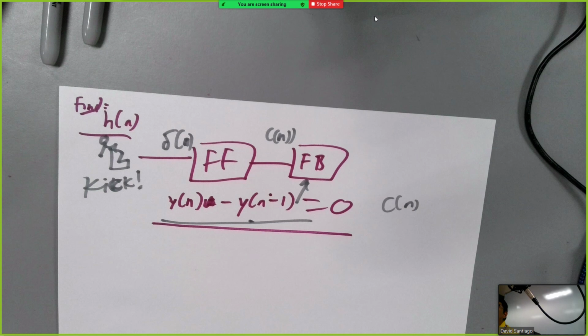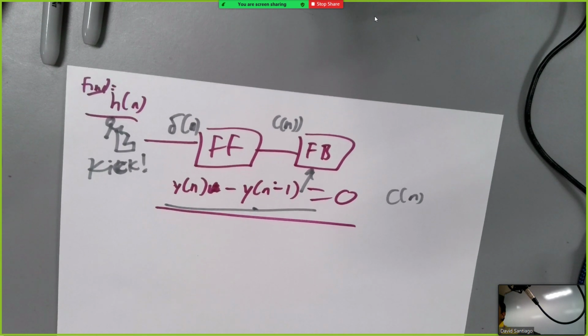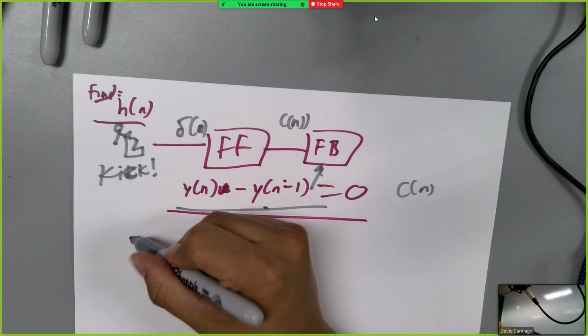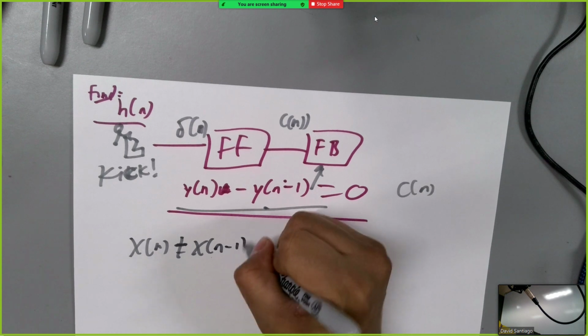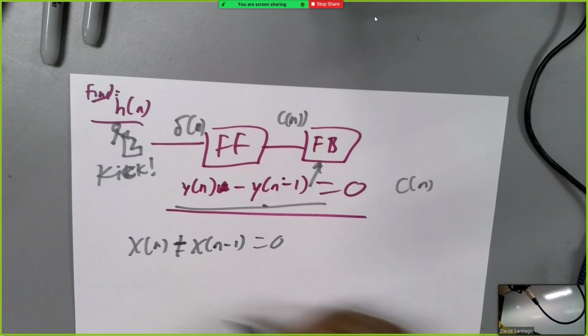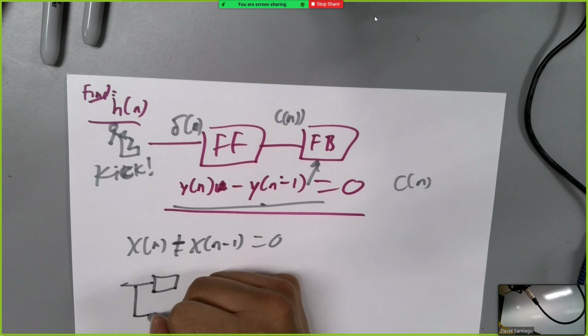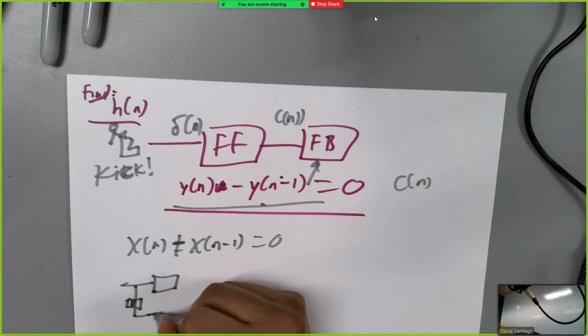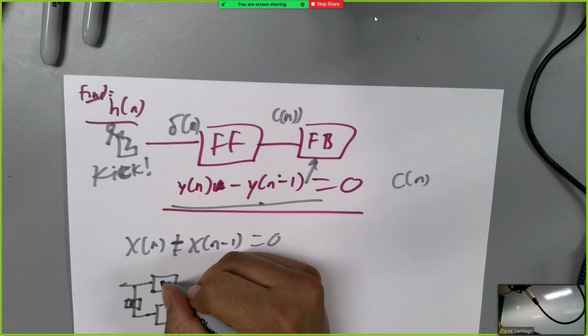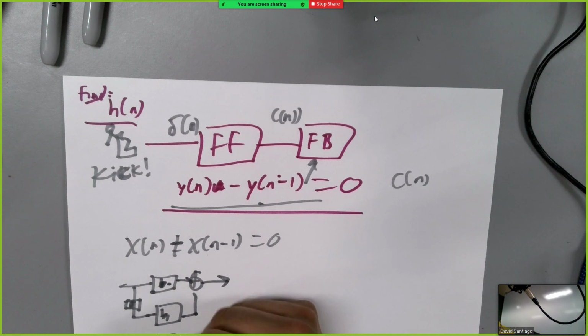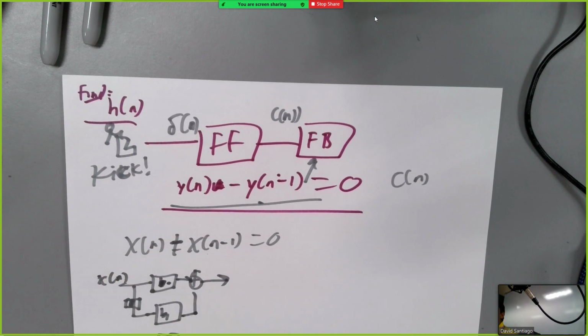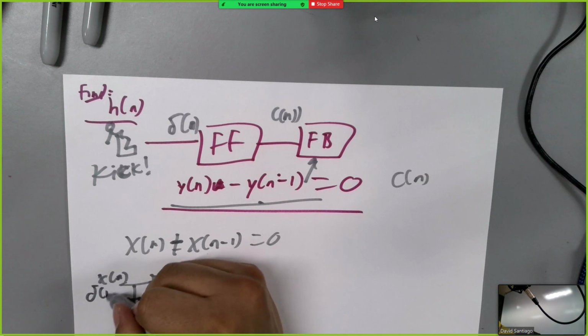So how do you build these feed forwards? You don't know? Come on, man. You've got to look at your inputs. Plus x of n minus 1, okay? Simple stuff, right? This might be a delay. B0, B1. Looks simple, right? What happens when we put a delta function in there?